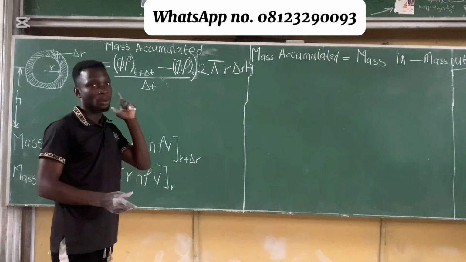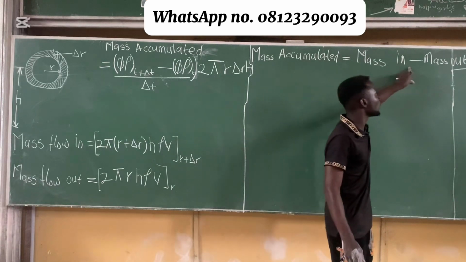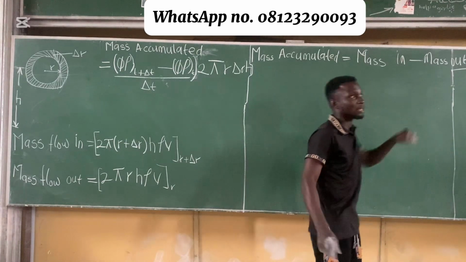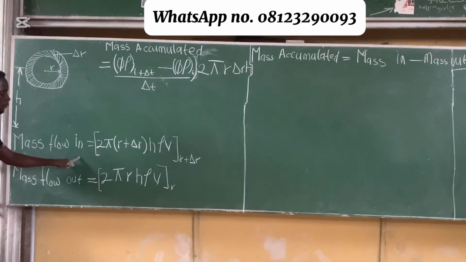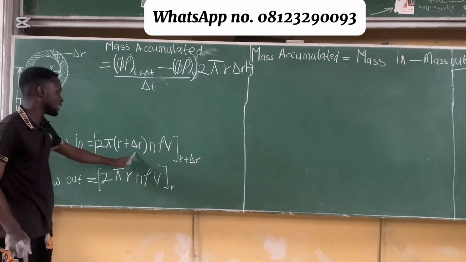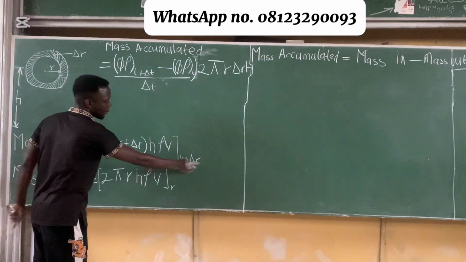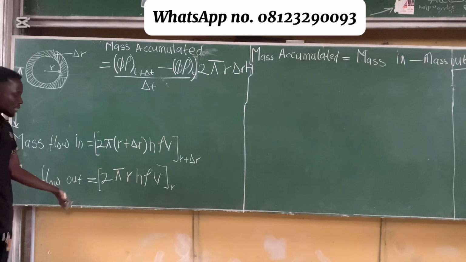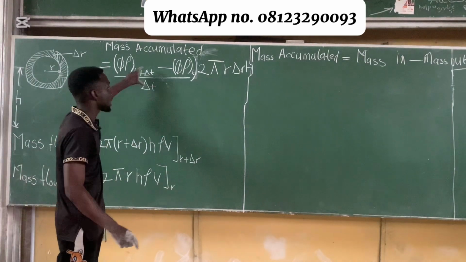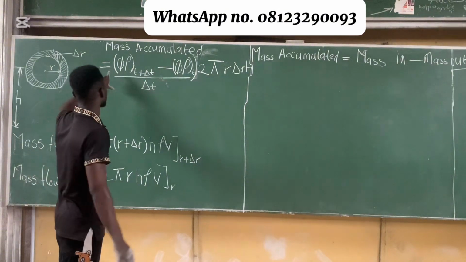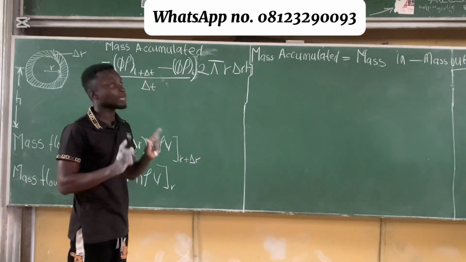Now remember that for our continuity equation, we said that the mass accumulated is equal to the mass flow in minus the mass flow out. But for radial flow, the mass flow in is given as 2 pi (r plus delta r) h rho v at r plus delta r, and the mass flow out is 2 pi r h rho v at r. Then the mass accumulated is given by this particular equation.